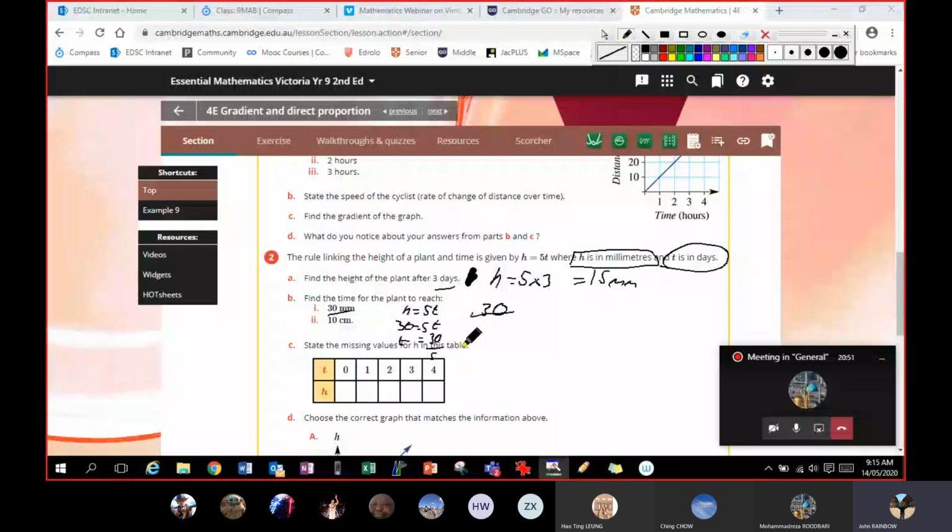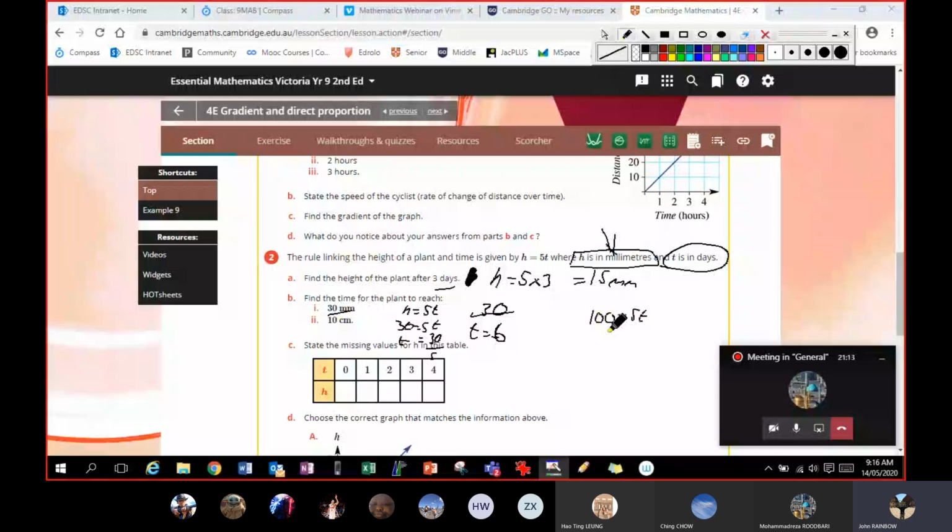And if you think about 6 days, 5 millimeters a day, that would be 30. If it's 10 centimeters, don't forget it's 10 centimeters. I need to convert it to millimeters because this equation's in millimeters. So 10 centimeters is actually 100 millimeters. So the height is 100 millimeters equals 5t.